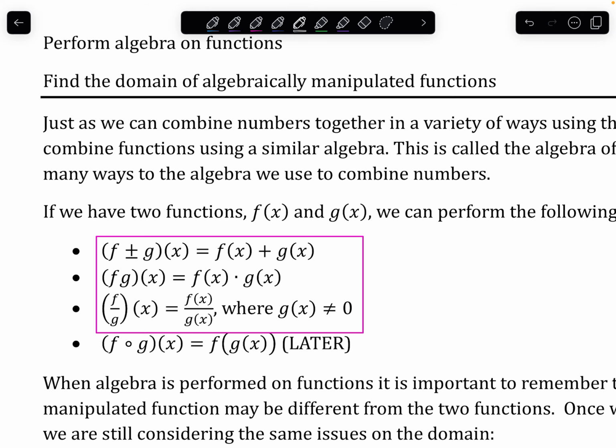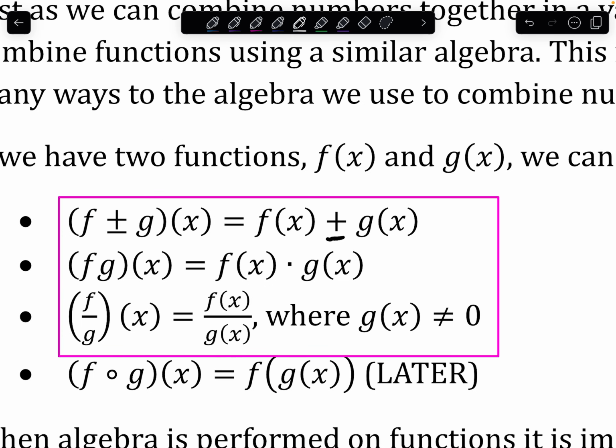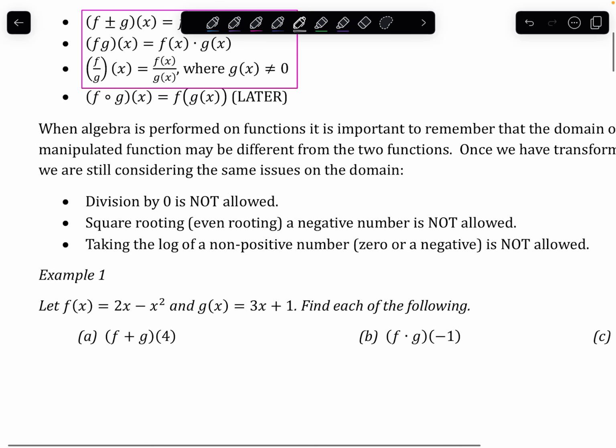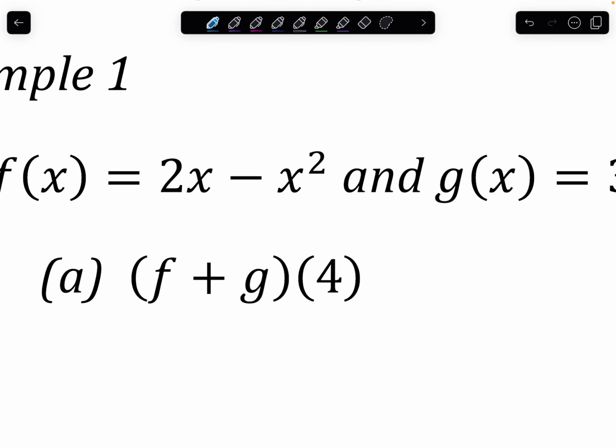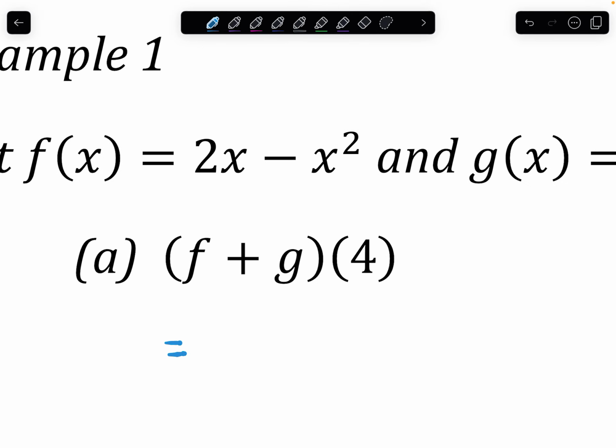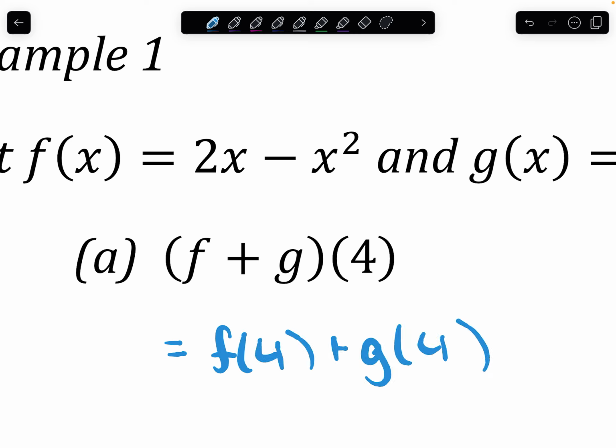And on that algebra with functions, we want to make sure, a little typo there on my part, you can add or subtract. So we want to make sure we get the plus or minus in there correctly. All right, so example 1, f of x is 2x minus x squared and g of x is 3x plus 1. Find each of the following. So we're looking for f plus g of 4, so we want to use our rules above. So in general, f plus g of 4 is equivalent to f of 4 plus g of 4.